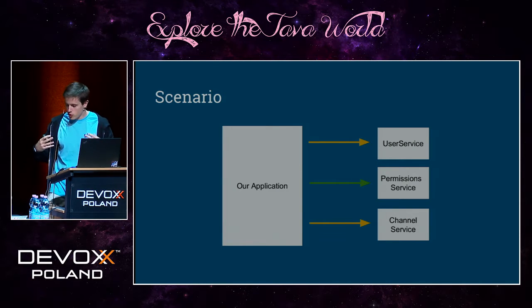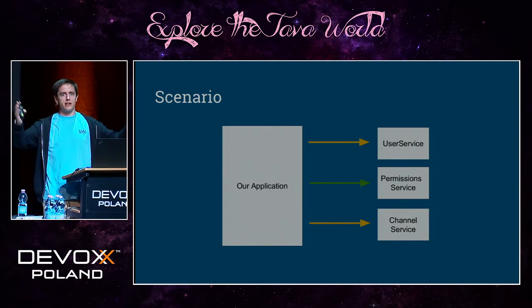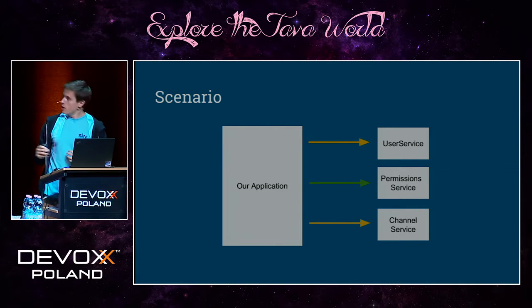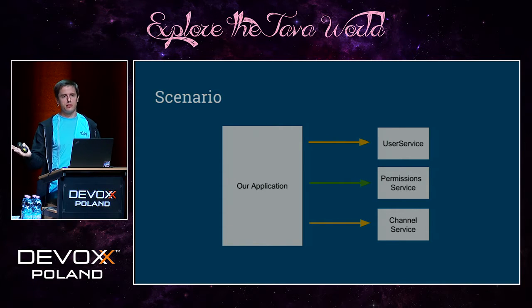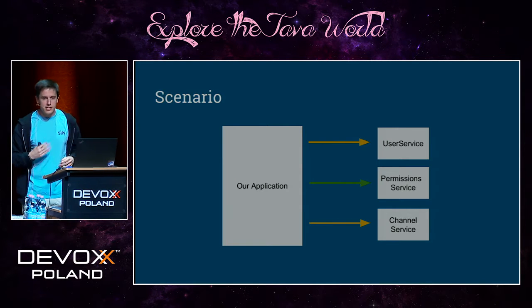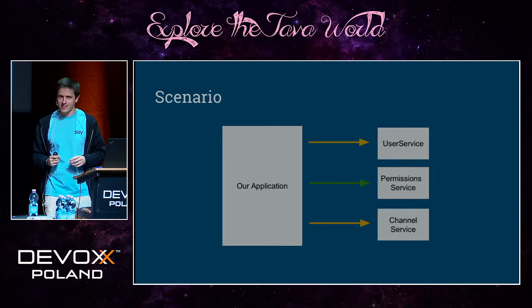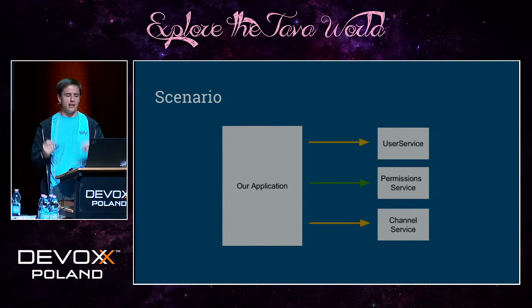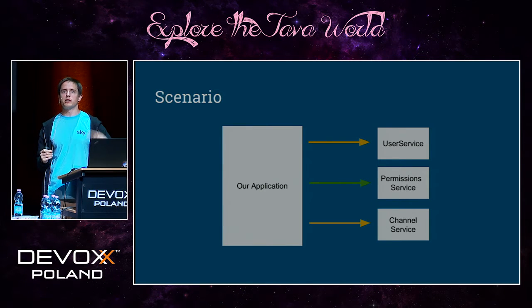And some of these calls we can just make whenever we like. There's no dependencies on them. And when we're going to code up an example of this, we can call the user service whenever we like. We don't need any more information. Same for the channel service. That's what the yellow indicates. However, our permissions service, we can't call into that until we've got information about a user.